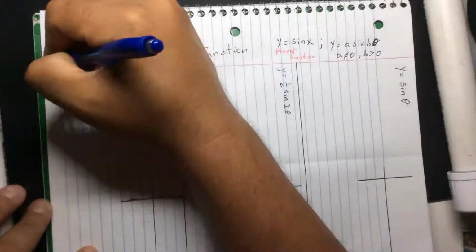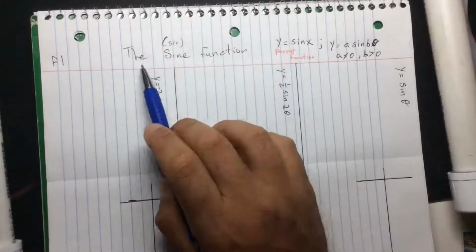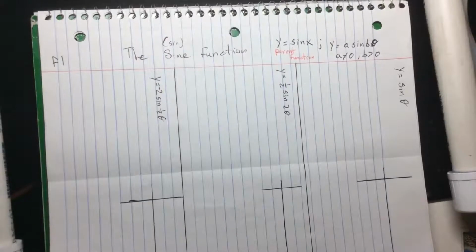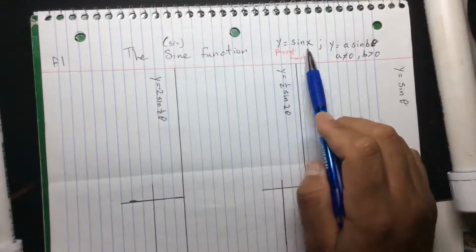This is foldable number 1. For this one, foldable 1, this one's going to be of the sine function, and we're just going to go over the basics of how the sine function works. And this is the parent function we have here. This is y is equal to sine of x.